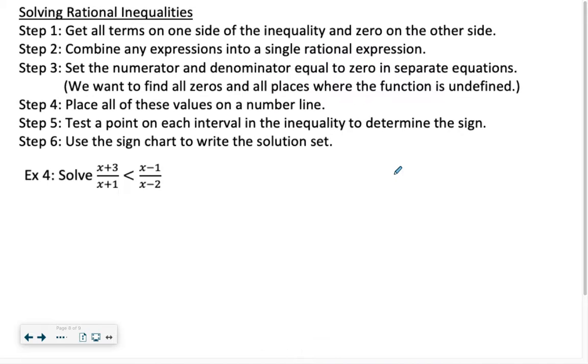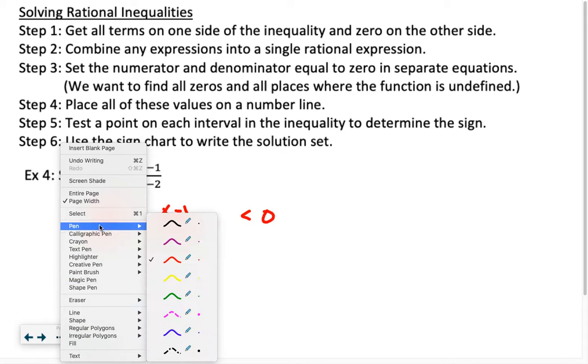One final example here. Again, first step, get everything on one side and 0 on the other. So I'm going to subtract this over. So I will have x plus 3 over x plus 1 minus x minus 1 over x minus 2, and that would be less than 0.